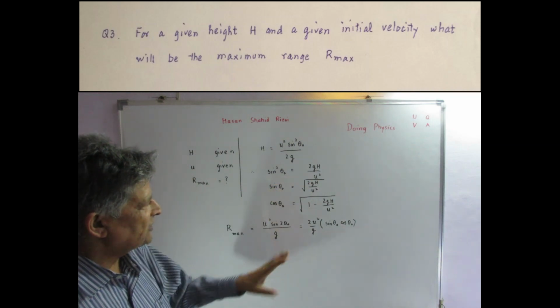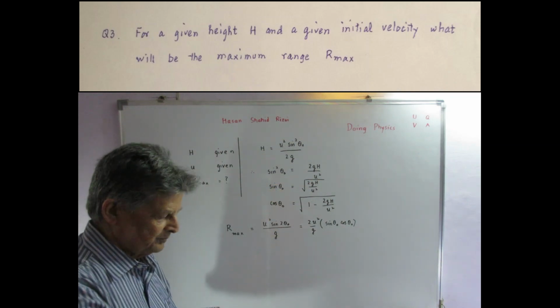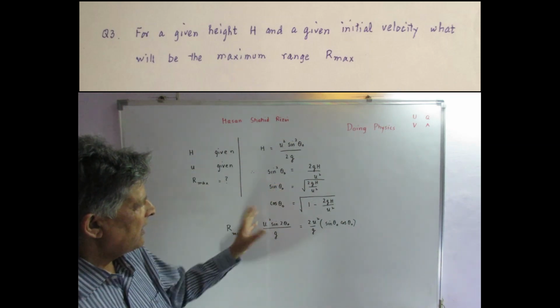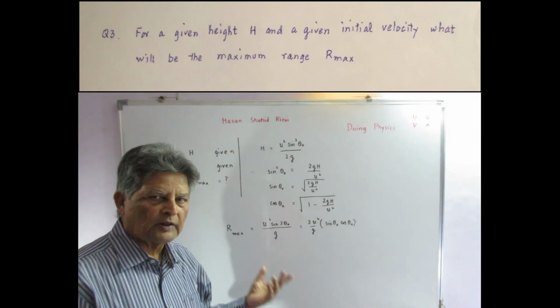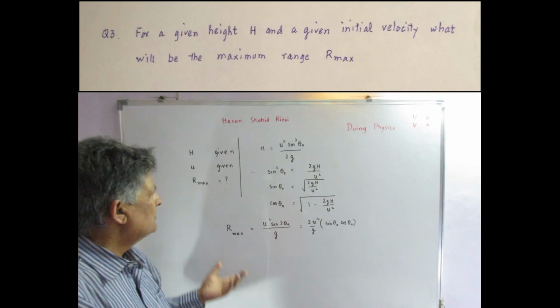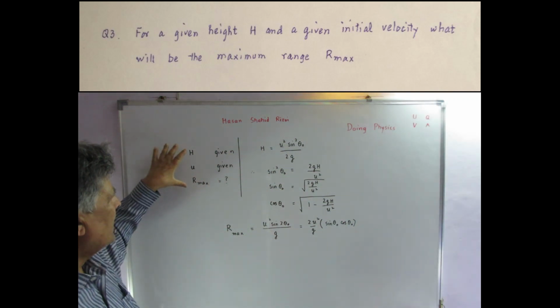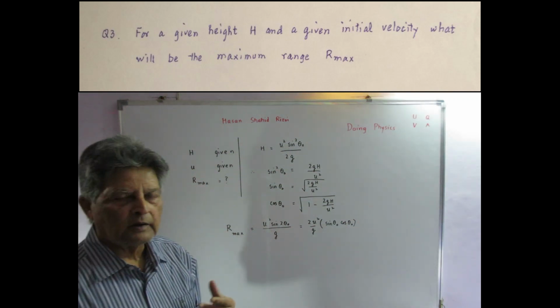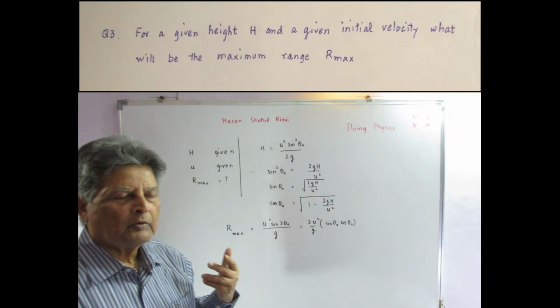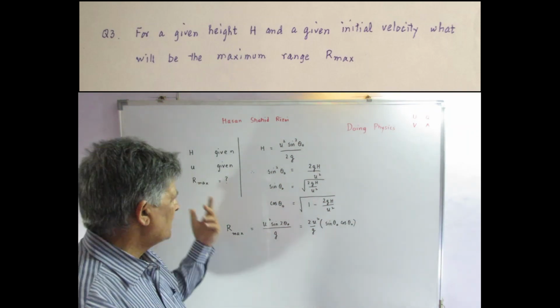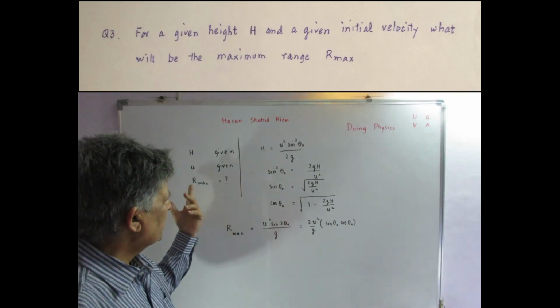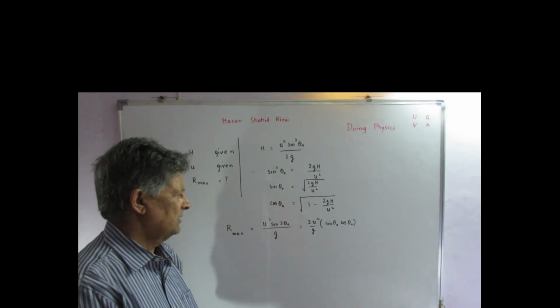And all these features, once you have them, you scribble down every question and you find an answer. Because the answers have to come from the set of relations that you have for the time of flight, for the maximum height, and also for the maximum range or whatever range is there.